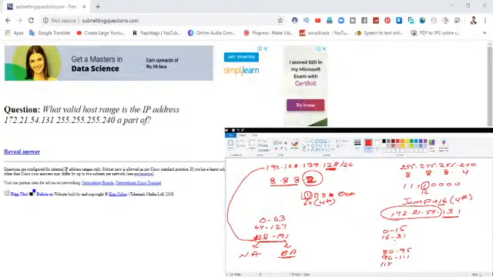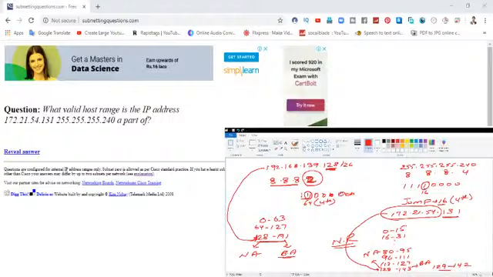And then 112 to 127, and then 128 to 143. So this particular IP address 131 belongs to this network, 128 to 143. But this is the network range, not the valid host range. We have to identify the valid host range. The first IP of any network would be the network address and the last would be the broadcast address. Everything in between would be the valid host range. So the valid host range will be 129 to 142.